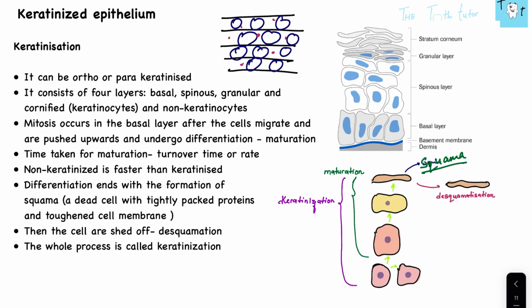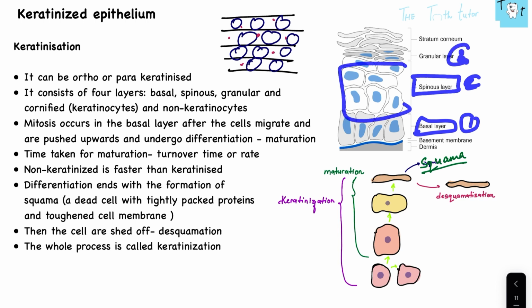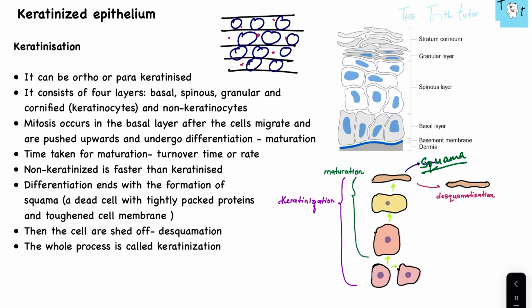Now if I start with the first layer, I told you it has four layers, right? The first layer is called the basal layer. The second layer is called the spinous layer. The third layer is called the granular layer, and the fourth layer is called the stratum corneum. Okay, so the basal layer. The cells divide from the basal layer and keep moving upwards, and they undergo biochemical changes, and ultimately the basal layer cells transform into stratum corneum. How that happens, this entire process is keratinization.